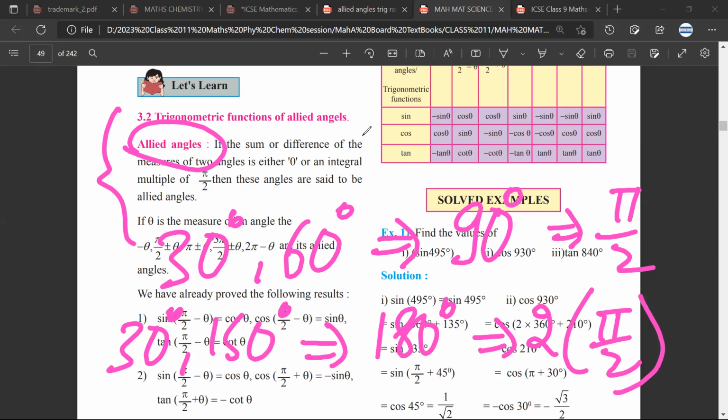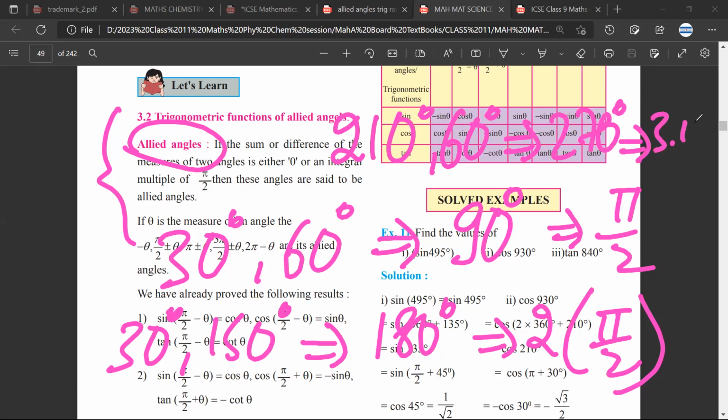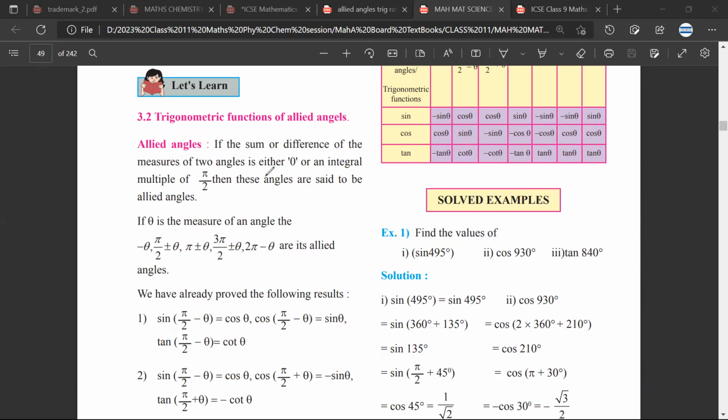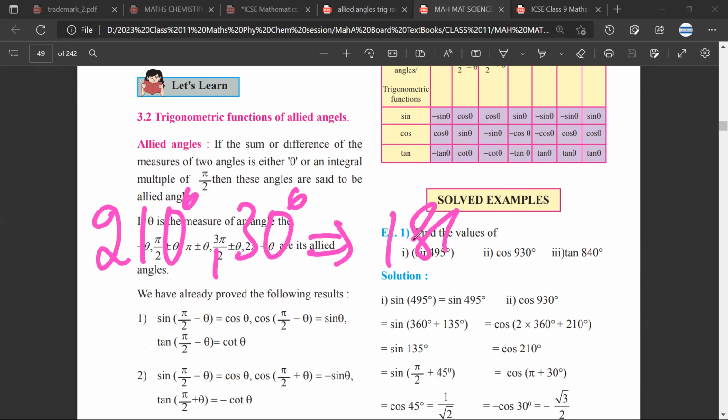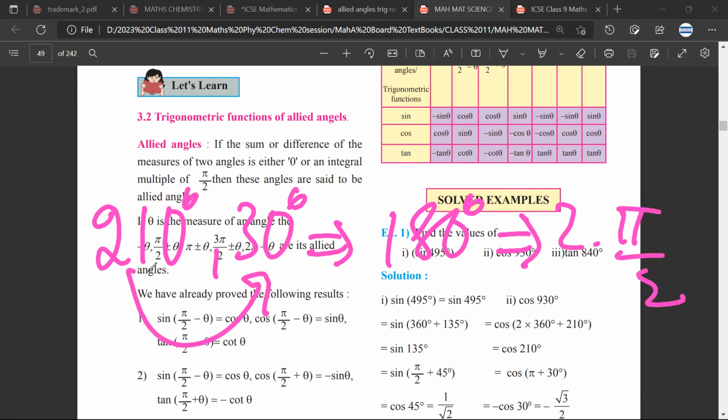One of the angles is 210 degree, other angle is 60 degree. The sum of the two angles is 270 degree. 270 is 3 pi by 2. Is it making sense? So either the sum of the two angles or the difference of the two angles. For example, one of the angles is 210 degree. The other angle is 30 degree. The difference of these is 180 degree. 180 degree is an integral multiple of pi by 2. So these two, 210 degree and 30 degree, will constitute a pair which is called allied angles. Are you clear?